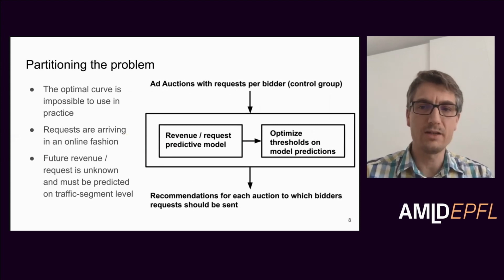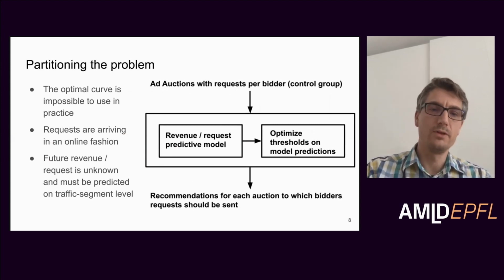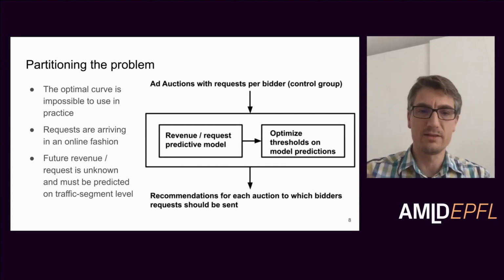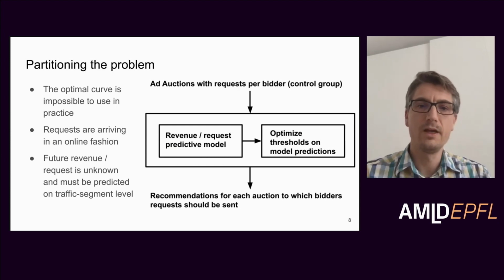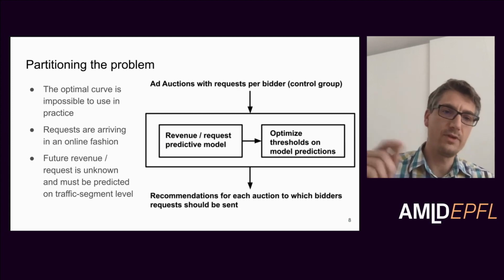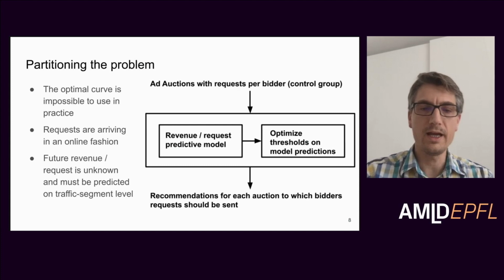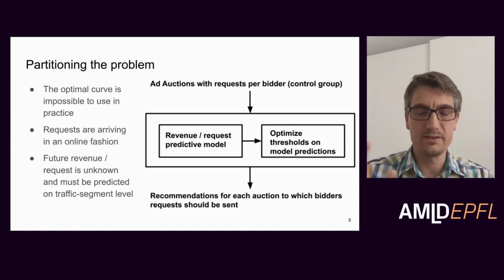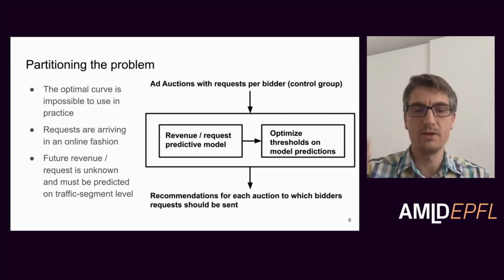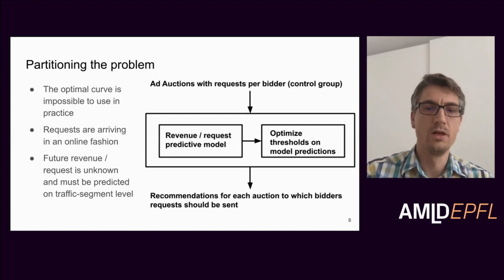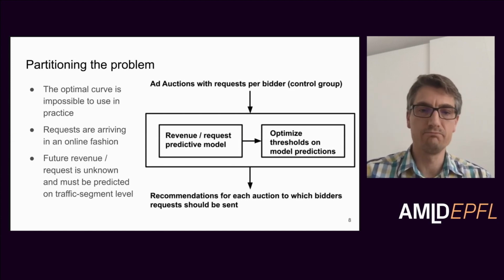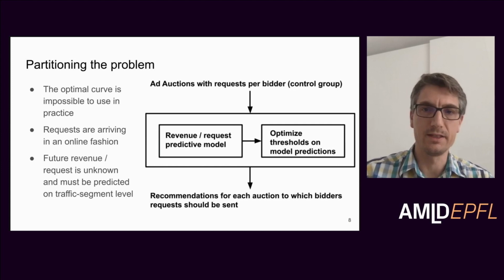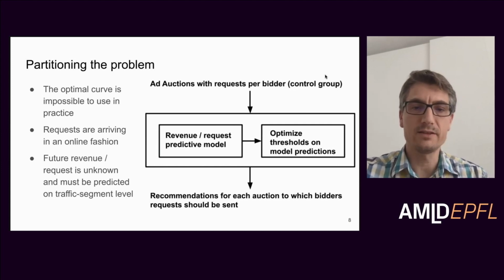However, in practice, we cannot really use that because we have no knowledge of these future requests arriving, right? They come in an online fashion. You don't know the future. So we need to estimate the revenue per request. And the way we can estimate them is by segmenting your traffic, so segmenting all the possible ad auction requests into different groups based on common properties, common similarities. But let's look at the high level first.